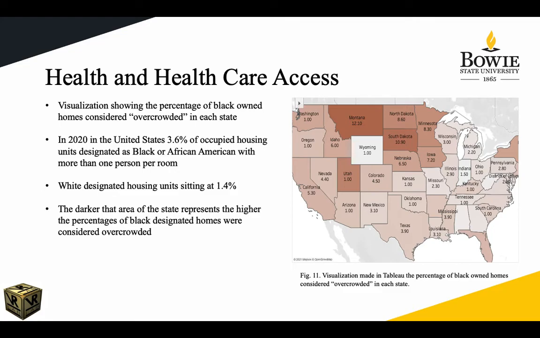And again, I filtered this one by color. The darker the area of the state represents the higher the percentage of black designated homes that were considered overcrowded. You can see states like Montana and South Dakota had really high percentages of black designated homes considered overcrowded, with Montana being 12% and South Dakota being almost 11%. I felt like that was important to show, out of all the black designated homes, how many of them were actually considered overcrowded, which makes it harder to social distance.